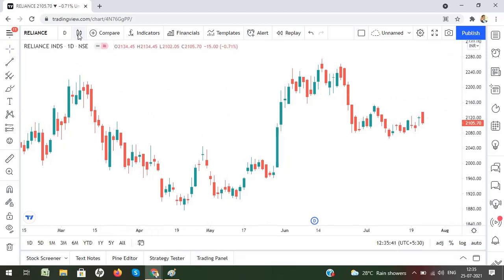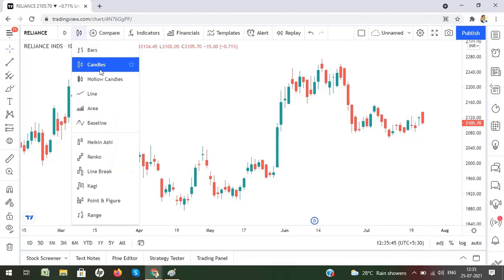Now you can see here, if I click on this chart, you have different price charts. Starting with the bar chart, then the candlestick. This is the candlestick chart, the Japanese candlestick chart. You've got a line chart, a Heikin-Ashi chart, a Renko chart, and a point and figure chart. So there are different price charts presented to you in various forms.